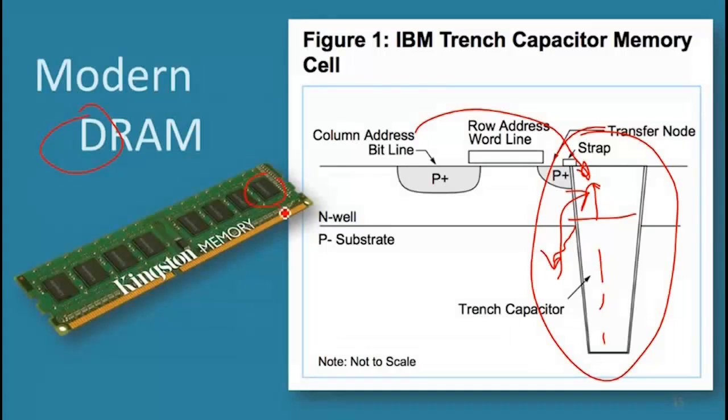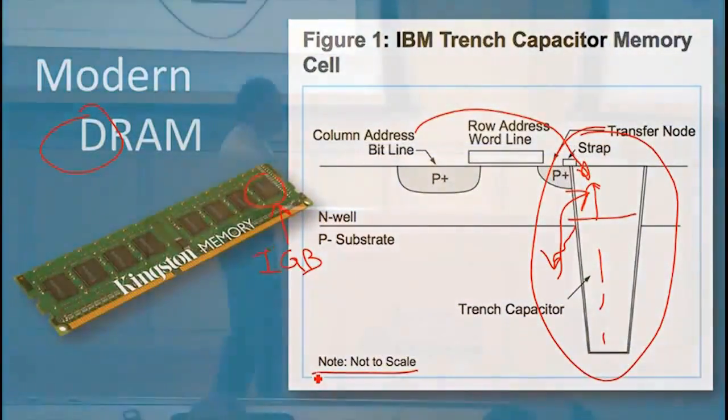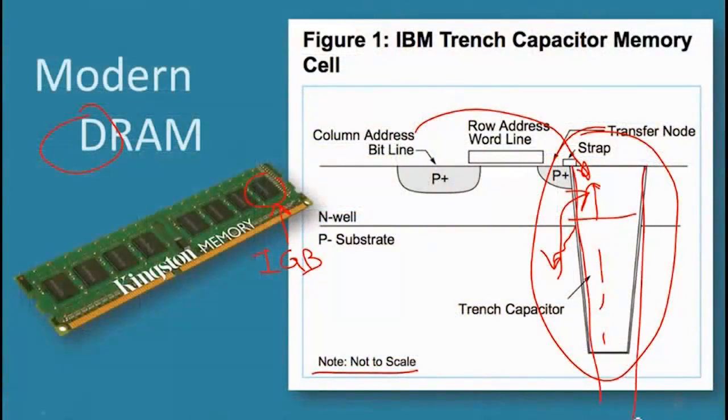In each one of these chips is probably 1 gigabyte. The note says not to scale, so certainly it's not correct size. In terms of relative sizes of those things, what do we think the actual relative sizes would be? Why is it not to scale? If it was drawn to scale, what would it look like? So I think if it was to scale, this would be going off, well beyond the slide, many pages deep.